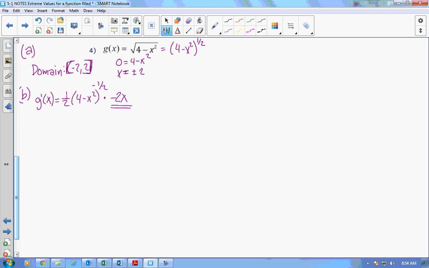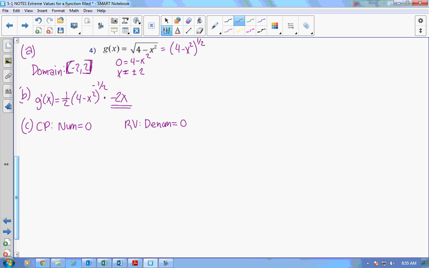Good. Critical points and restricted values. Okay, so critical points we're looking for when the numerator equals 0. And we say numerator because if it's equal to 0, the denominator would cancel away, right? Because you can multiply the denominator over to 0 and then it would just disappear. Restricted values is when the denominator equals 0. Well, do we have numerators and denominators in this derivative?